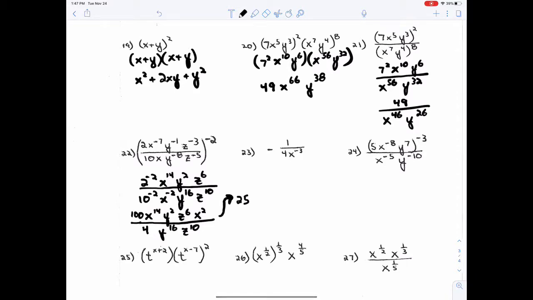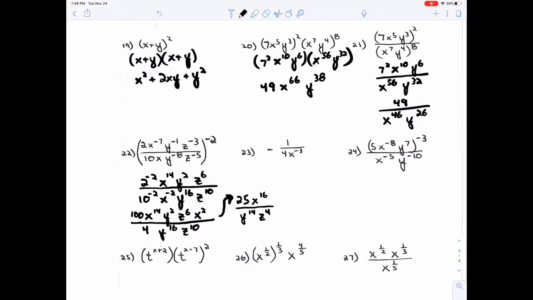The x's combined to give you x to the 16th, because 14 plus 2 is 16. X to the 14th and x squared. The y's cancel, and 16 minus 2 is y to the 14th on the bottom. And the z's cancel, and you get 10 minus 6, which is z to the 4th. Z to the 10th and z to the 6th cancel. 10 minus 6 gives you 4 on the bottom.